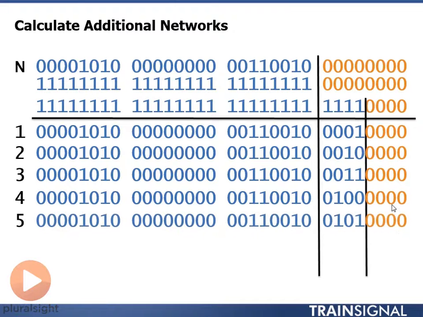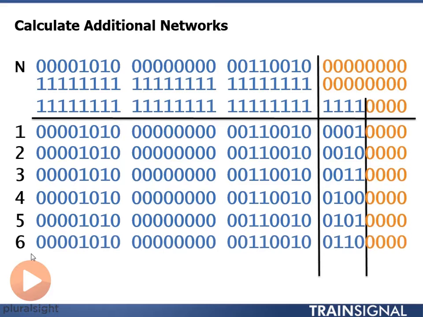Network number 5, count 1 higher in our borrowed bit section to 5 with those 4 bits, still all zeros in the host portion to get our network address. Calculate network number 6, 0110 is 6 in binary. So we're taking those 4 bits out of the address, converting it to 6, putting them back into the address, putting all zeros in the host portion to get our network address.